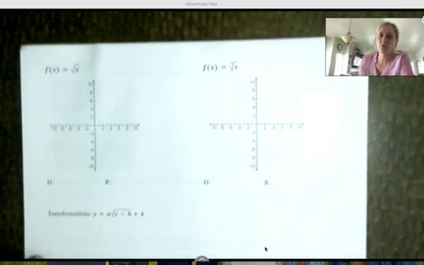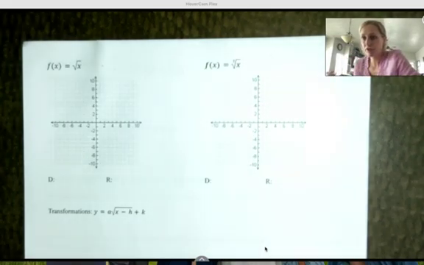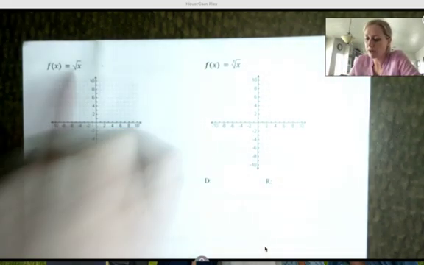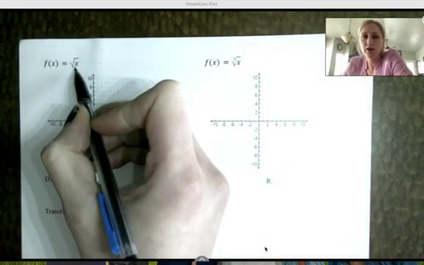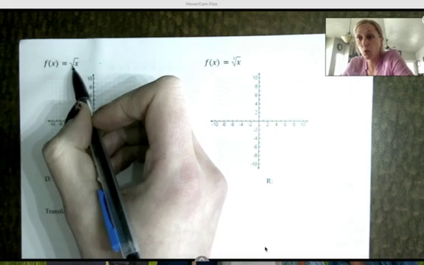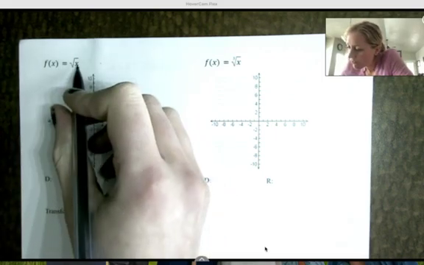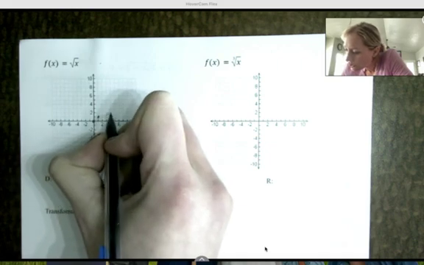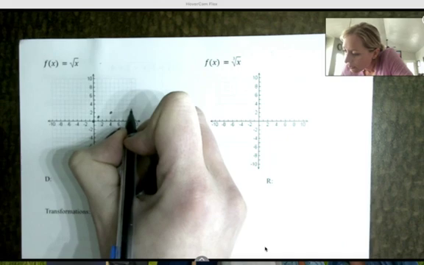Okay, so now we're going to look at the parent functions square root of x and cube root of x. Again, I could put in values for x here. So if I put in 0, I get 0. Other nice numbers to take the square root of: put in 1, I get out 1. Put in 4, I get 2. Put in 9, I get 3.